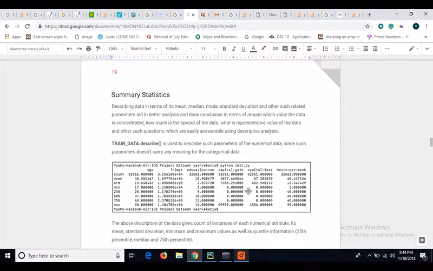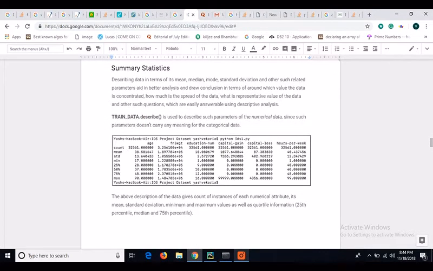Now this is the summary statistics of the numerical data that we have. This is obtained by using traindata.describe, and it consists of the 6 numerical columns and their count, mean, minimum, maximum, first quartile, second quartile or median.